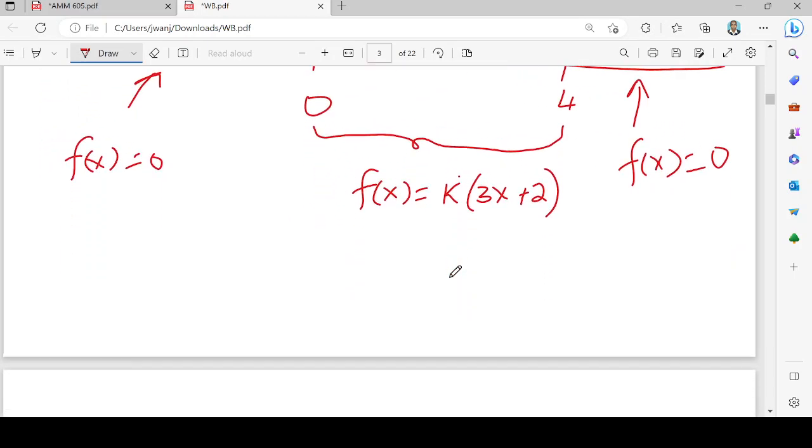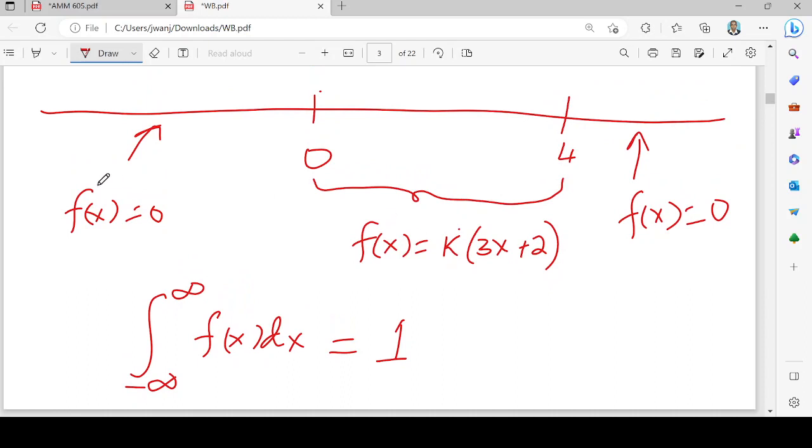necessary here. To find the value of k, we just need to know that the total area under the curve, which is given as the integral from negative infinity to positive infinity of f of x dx, should be equal to 1. The total area under the curve is equal to 1. Now, when working out this integral, we are going to start from negative infinity on that side to positive infinity on this side.